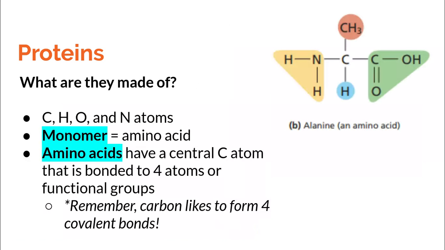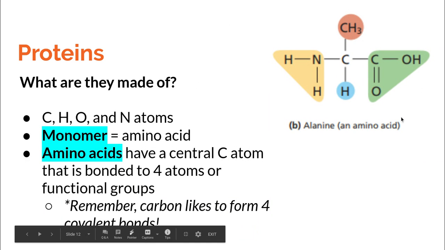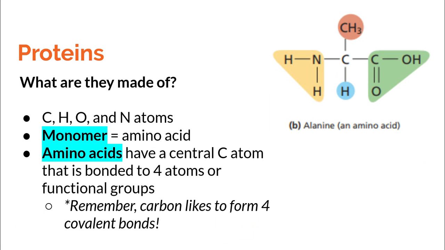So amino acids like alanine, there's an example over here, can have certain characteristics that are always the same, and then there's a piece that can always be different. But one characteristic that they all have is this central carbon atom. Remember, carbon loves to form 4 covalent bonds. So this setup for an amino acid works for carbon.